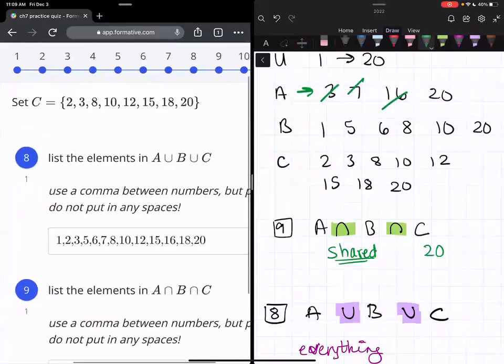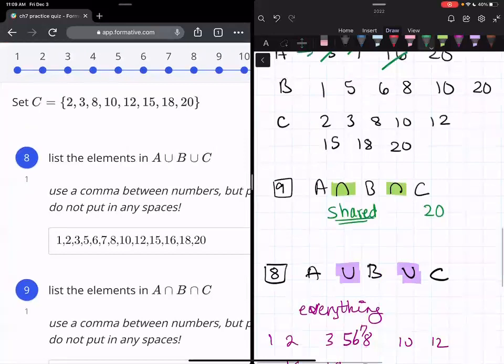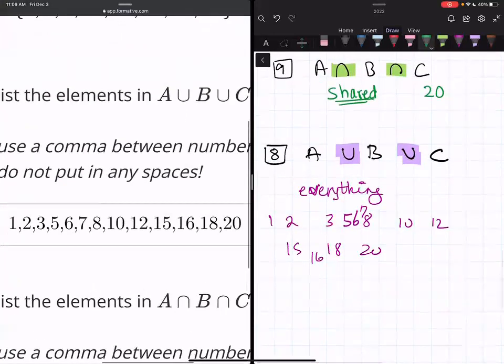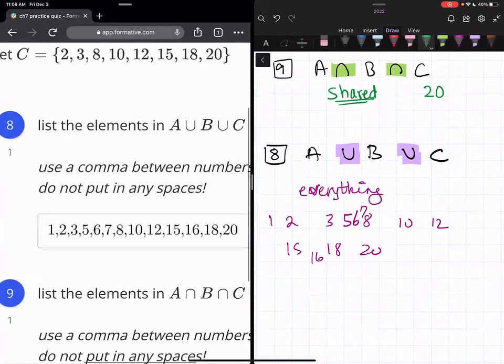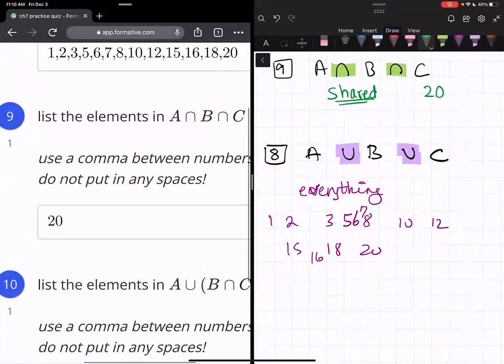Wait, so what's the answer for 8? Everything? 8 was these numbers. You're welcome. And then 9 is just 20.